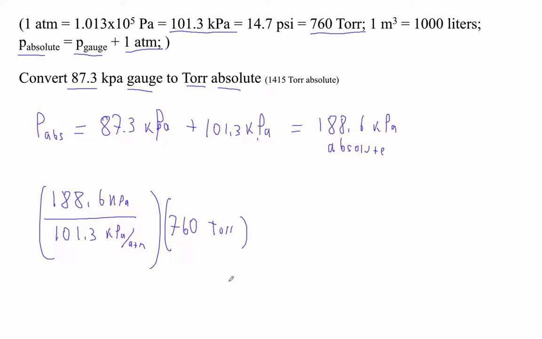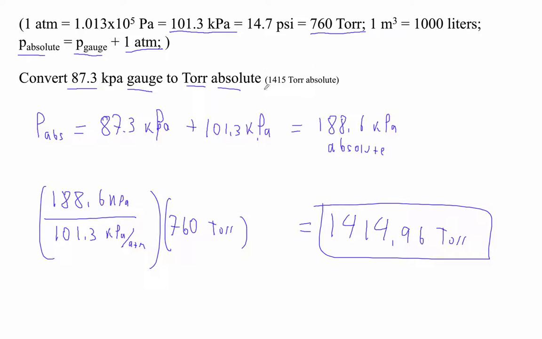So 188.6 divided by 101.3 times 760, and I get 1415 torr, which it would be reasonable to call 1415. Alrighty.